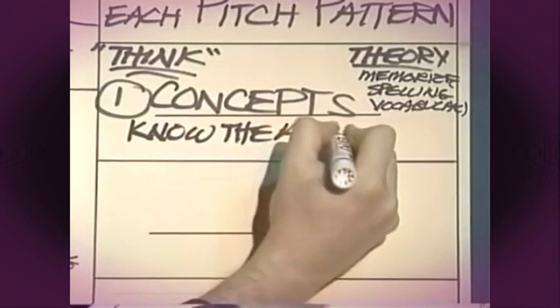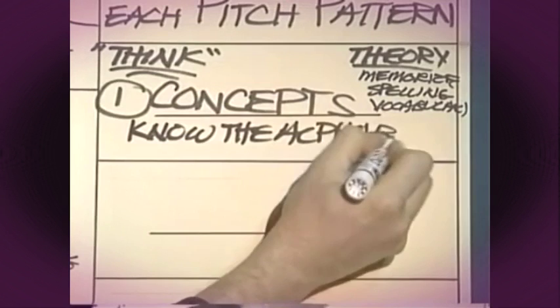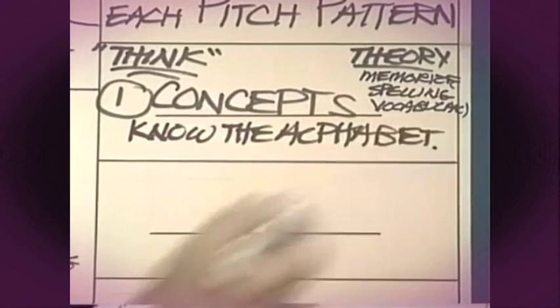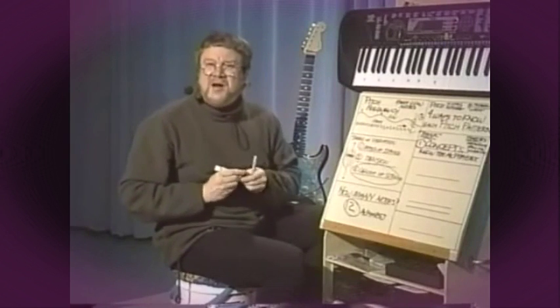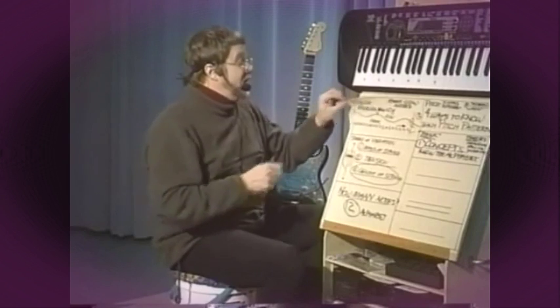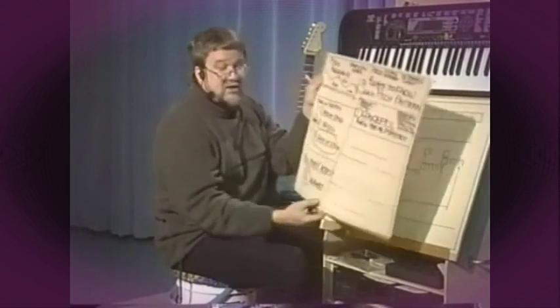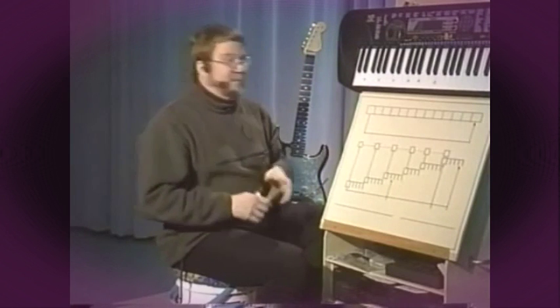So let's check in with that for a moment. You know now that the musical alphabet has 12 units in it. What are those units called? A lot of you probably have a lot of confusion about that too. Let's get that nailed down once and for all.